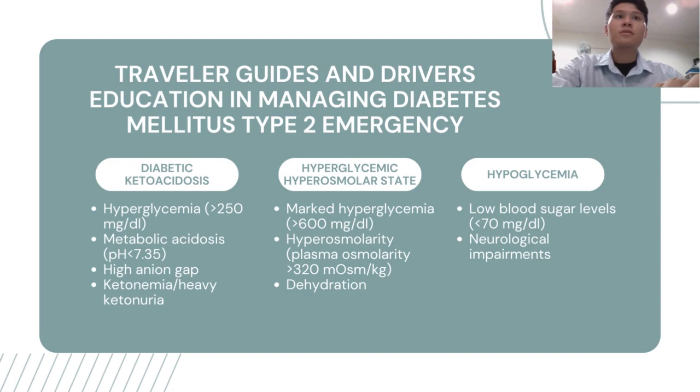So, these are all common types of emergency in type 2 diabetes mellitus. Traveler guides and drivers must be aware of their own condition to make sure they are fit to work without having an emergency condition. Maintaining a healthy lifestyle is one major way. They must also take note of travelers that have type 2 diabetes mellitus and to be prepared in case of emergencies. Management is usually administration of sugar intake and administration of proper insulin and drug dosage.